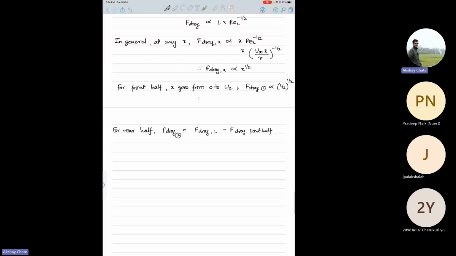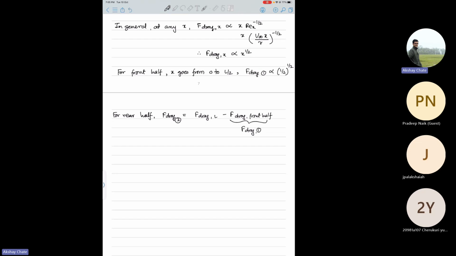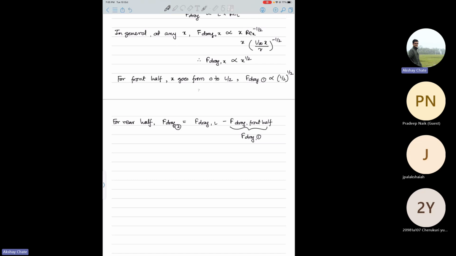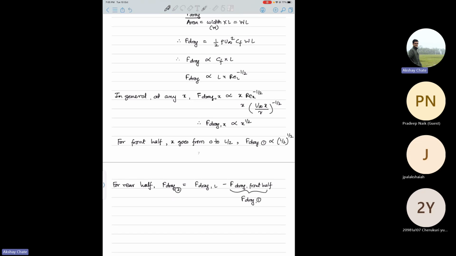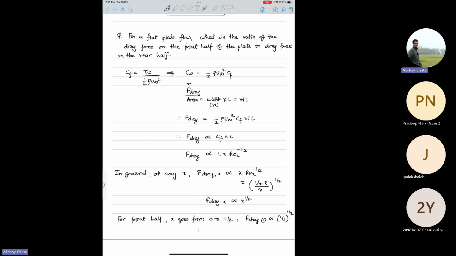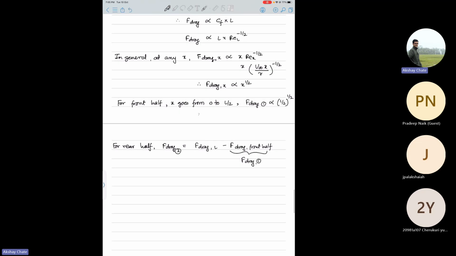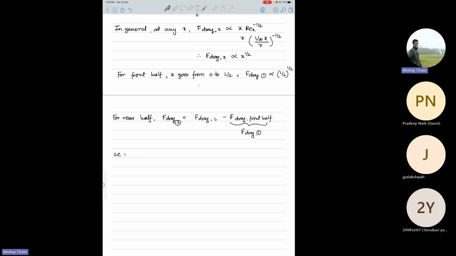Now this is nothing but your drag on the first half, which is proportional to L by 2 power half. Correct, no? So now we can take the ratio because we have to eliminate the proportionality constant. Otherwise, we'll have to write the whole thing, and that will eventually get cancelled only. In the question they are asking for the ratio of front half to the rear half. So basically we need drag force on the first half divided by drag force on the second half.